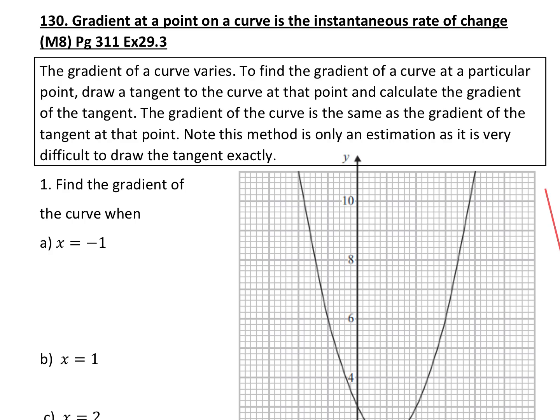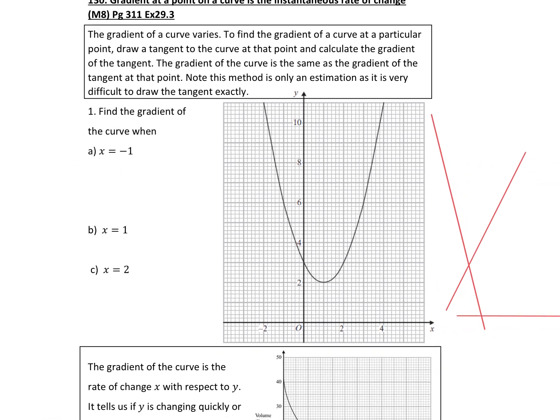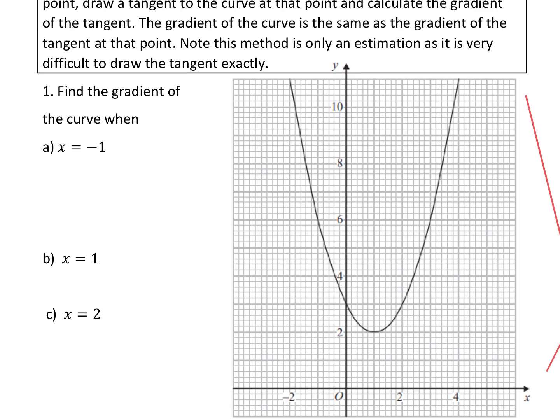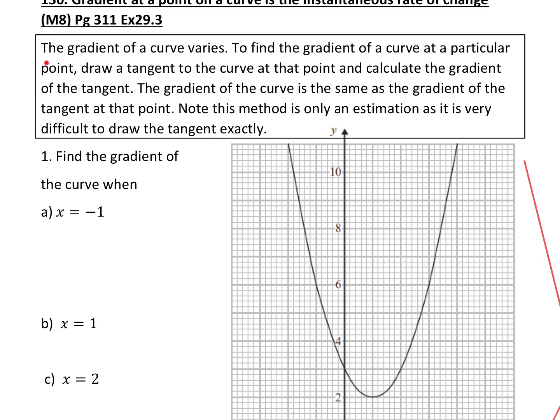In this video, we're going to see that the gradient at a point on a curve is the instantaneous rate of change. If you're revising, it's hard to do on the screen, but you can pause the video and have a go at question 1. The gradient of a curve varies. The gradient of a straight line does not, but the gradient of a curve does.